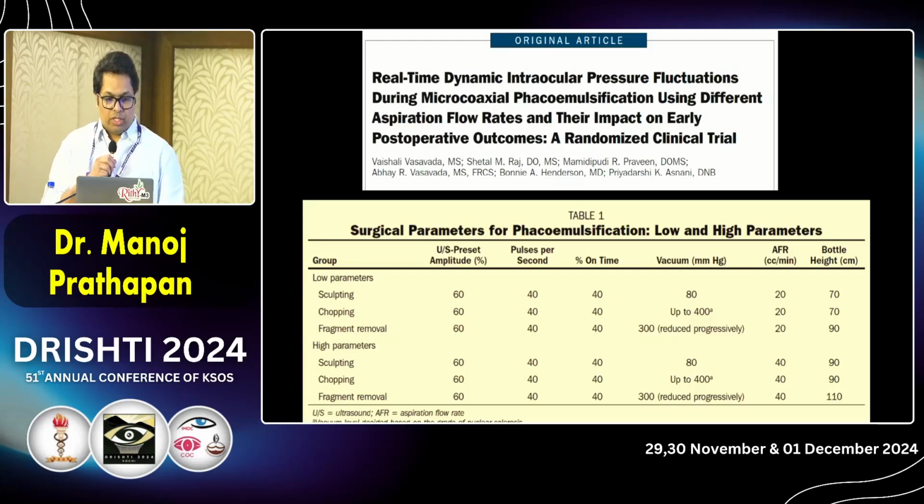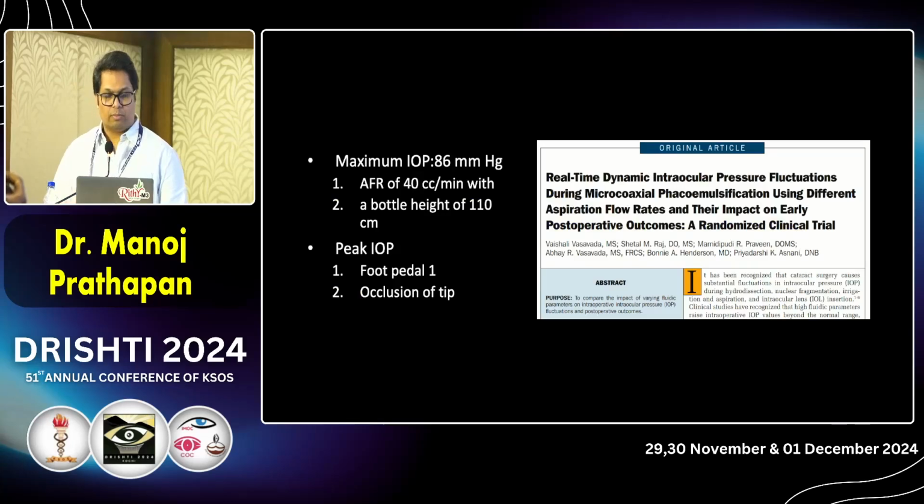This study by Vaishali Vasavada looked at two parameters, a low parameter and a high parameter. In the low parameter, the AFR was kept at 20 and bottle height was 70 for sculpting and chopping, whereas for fragment removal, it was 90. For the higher parameters, they kept the AFR at 40 and bottle height at 90 for sculpting and chopping and 110 for fragment removal. What they found was that maximum intraocular pressure was 86 millimeters of mercury when the AFR was 40 and bottle height was 110. And these peak IOPs happened in foot pedal 1 and when there was an occlusion of the tip.